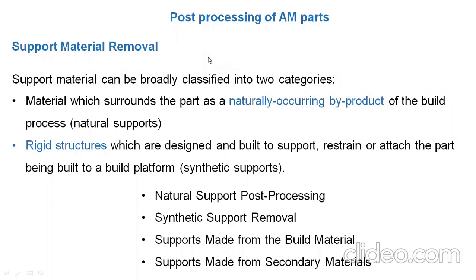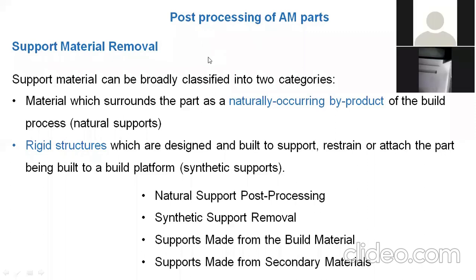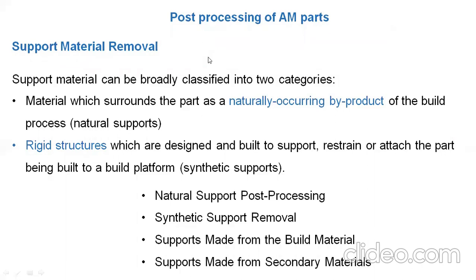As we know, additive manufacturing is a layer by layer manufacturing process, meaning molten metal or molten material is layered over the other, and it will manufacture the product with the help of this. So in the first case, we are not using support material, but some additive manufacturing processes use support material for supporting purpose to manufacture your product. So support material can be broadly classified into 2 categories.